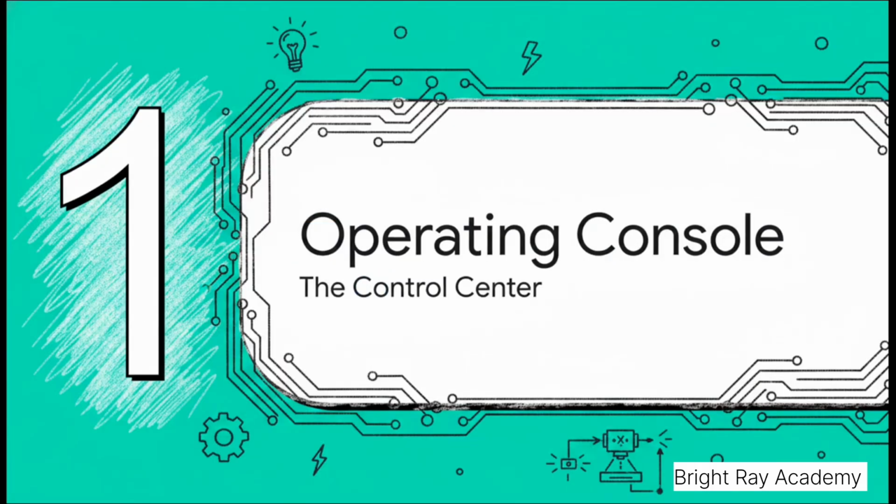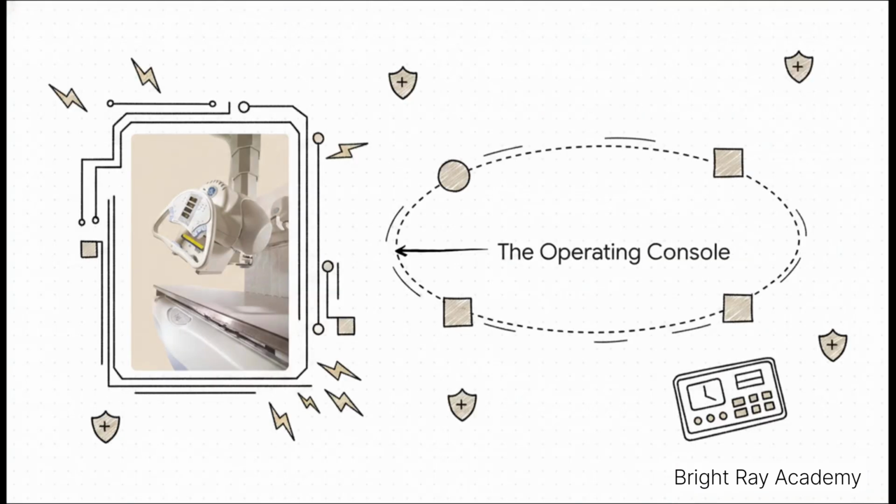All right, Section 1, inside the operating console. This right here is your daily workspace. It's where the magic happens. Think of the operating console as your cockpit. It's what allows you, the radiologic technologist, to control the X-ray tube current and voltage.